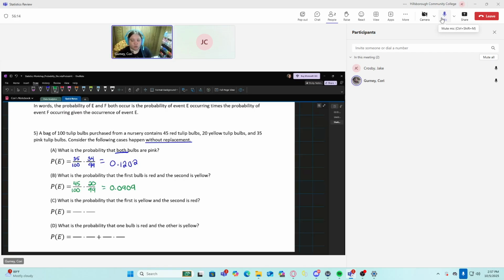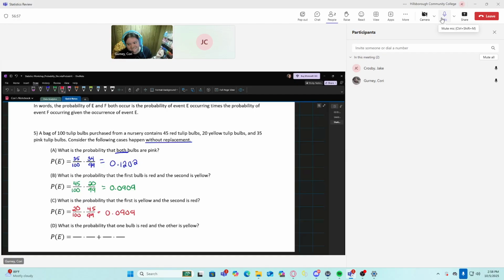Exactly. Order is important in this one, and we'll see that with Part D as well, because they don't specify. Part C says, what is the probability that the first one is yellow and the second one is red? So this one is different. We start with the yellow, and then we go to the red. And you'll notice something funny happens. It doesn't change, because it's the same fraction. You're still multiplying them. So you still get 20 times 45 over 100 times 99. That hasn't changed.